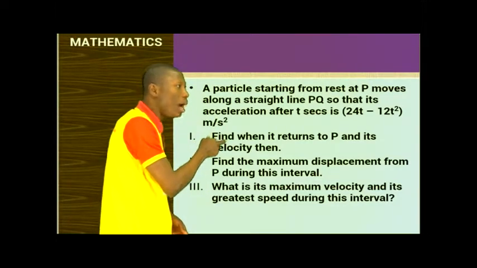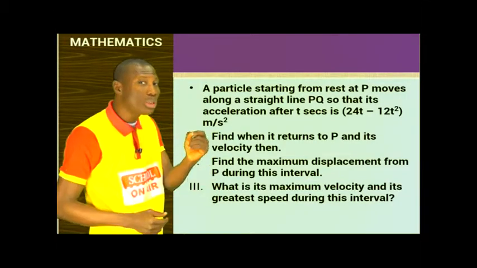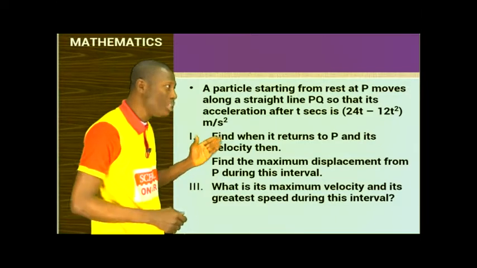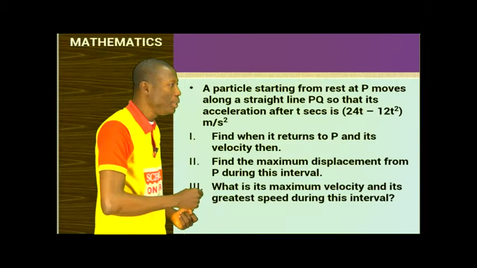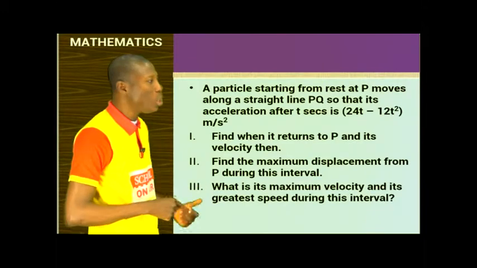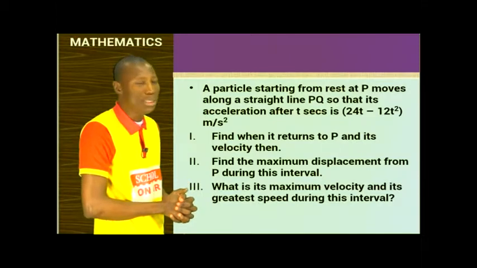Now to find the velocity here, we need to find the time at which it comes to rest. I'm going to consider the velocity as 0 concerning this question. Then the second one, find the maximum displacement from P during this interval. The third question says, what is the maximum velocity and its greatest speed during this interval.